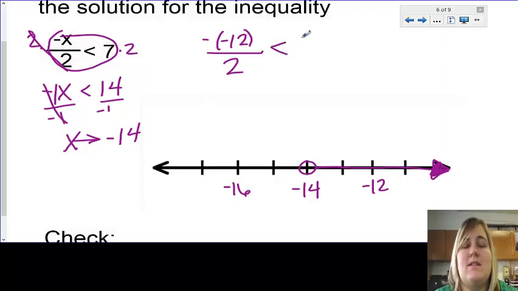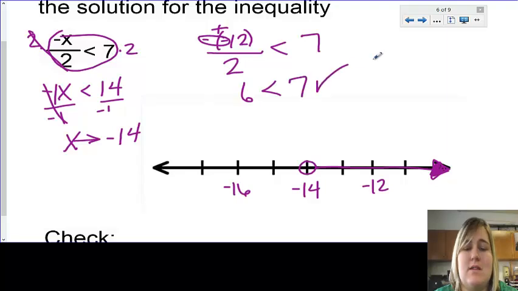This is going to have to be less than 7. So negative negative gives me a positive. So 12 divided by 2 is 6, and 6 is less than 7. So it checks.